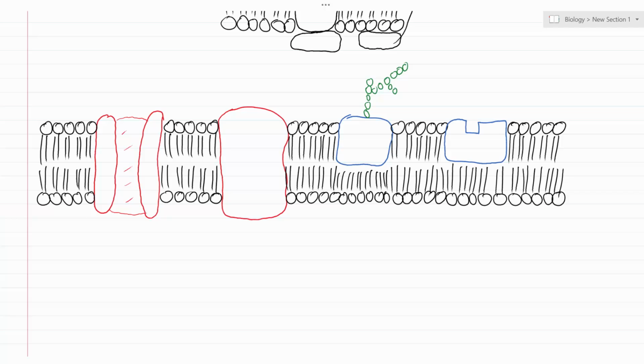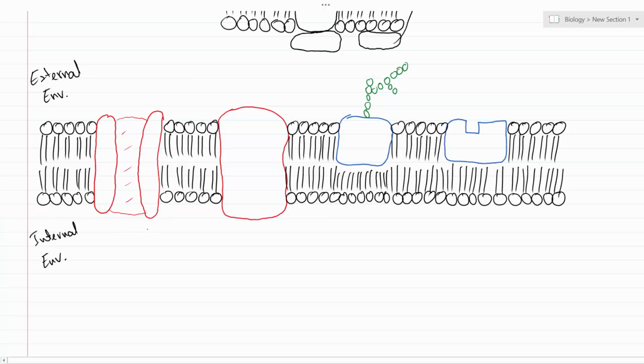We're going to look at the function more specifically of 4 different types of proteins which can be found within the cell membrane. So we have a cell membrane here. Let's say this is the external environment, and this is the internal environment. Okay, so the first type of protein we have is a transport protein. Now, the reason why we need a transport protein is to get things into and out of the cell if they are hydrophilic.